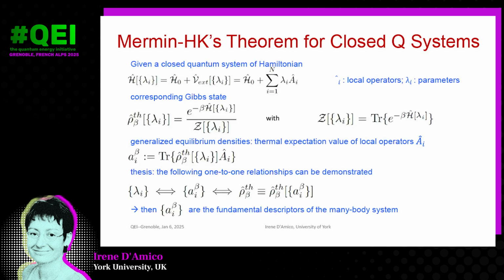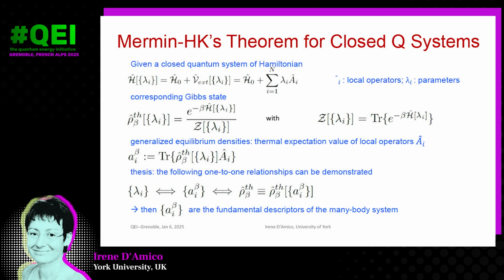First of all, we have to adapt the Mermin-Kohn theorem to the case of a closed quantum system and on a lattice. And so we work on a lattice because this is usually the frame in which we describe qubits. So we were interested in working in a lattice. Our Hamiltonian has a kinetic term and a many-body term, and an external potential, which is a function of some external parameters λ_i and some local operators. So this is our Hamiltonian.